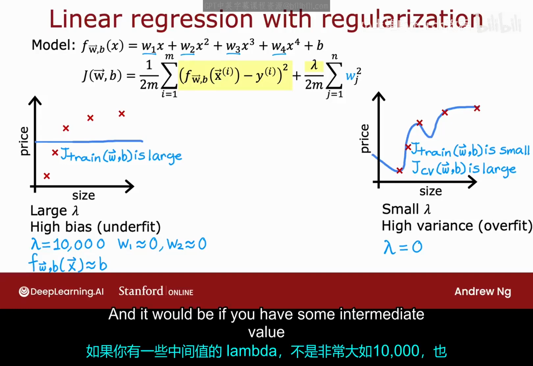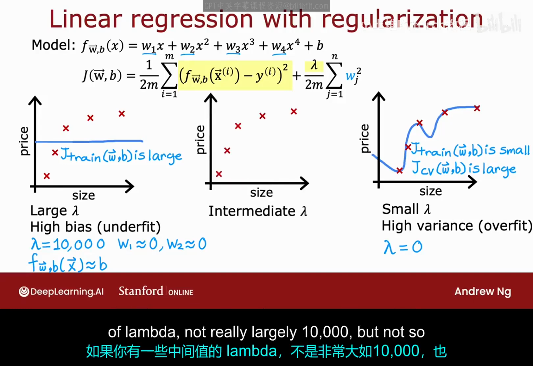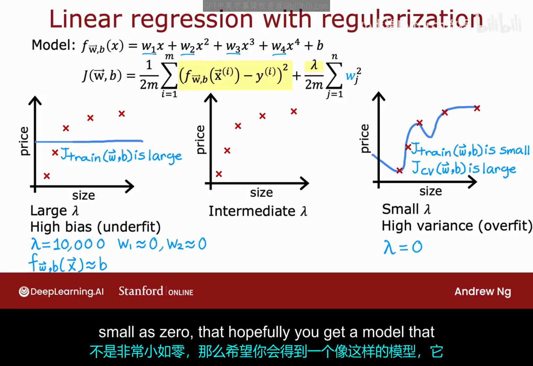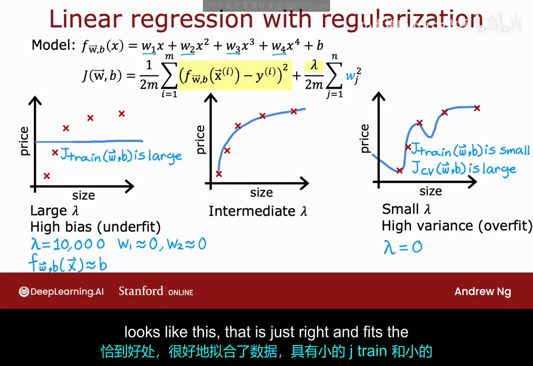And if you have some intermediate value of lambda, not really large like 10,000, but not so small as 0, then hopefully you get a model that looks like this, that is just right and fits the data well with small J-train and small JCV.